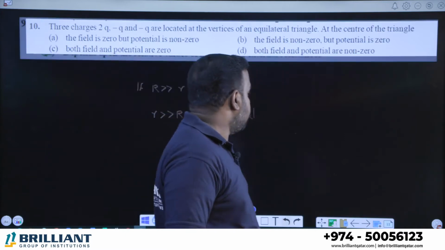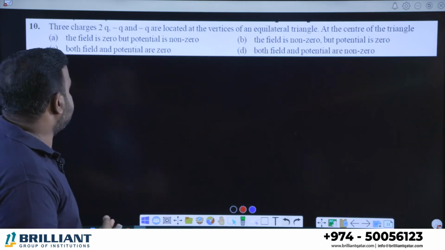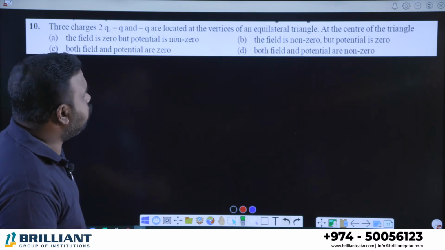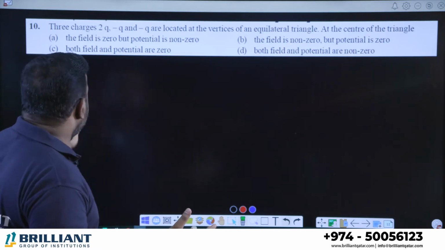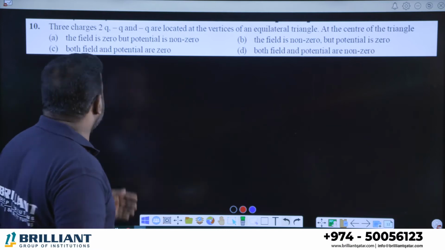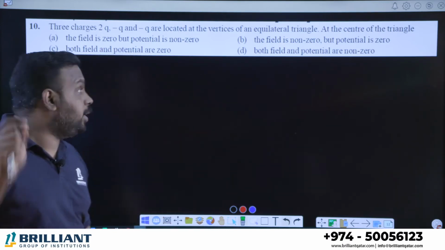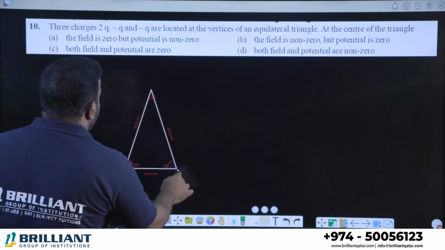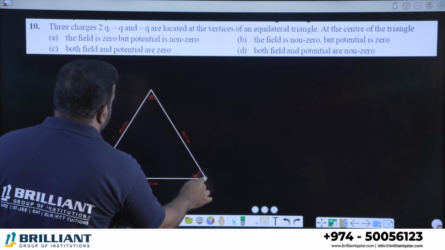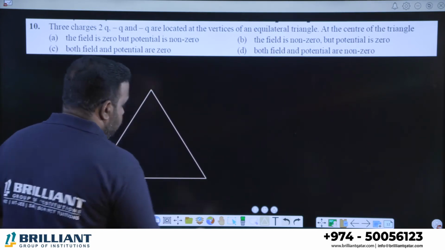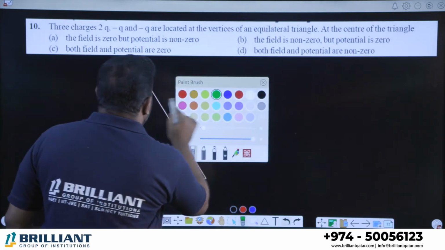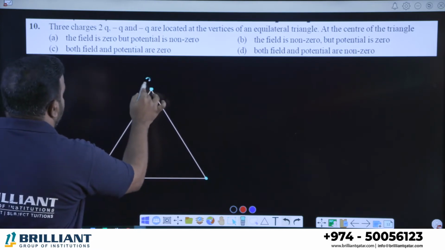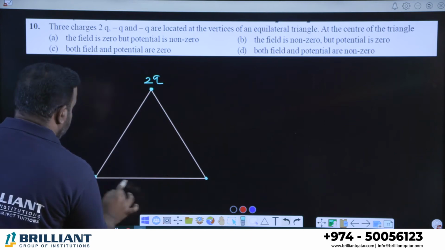Question number 10. Three charges, 2q, minus q and minus q are located at the vertices of an equilateral triangle. At the center of the triangle, some data are given like potential is 0, electric field is non-zero. Let's check. Three charges 2q, minus q and minus q are kept at the corners of an equilateral triangle. So let it be an equilateral triangle. These are the three points we can take, and at one corner there is 2q, then minus q, then minus q.